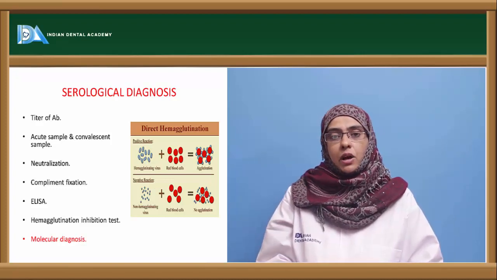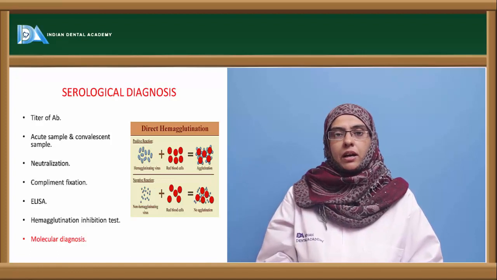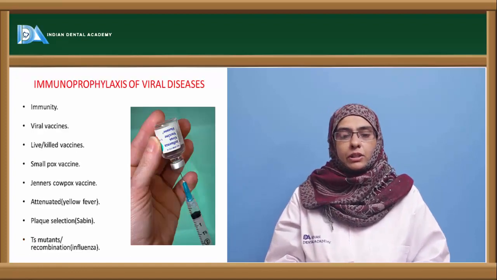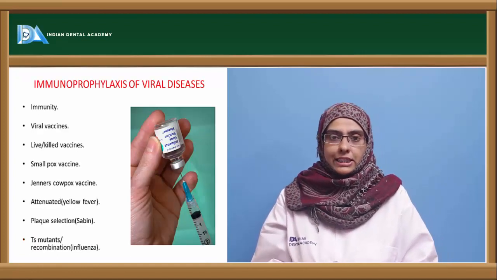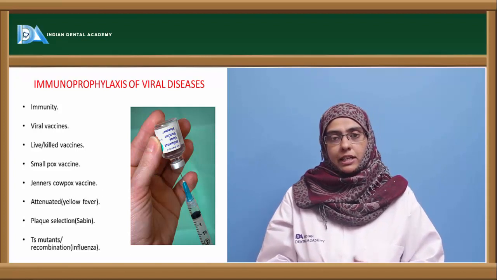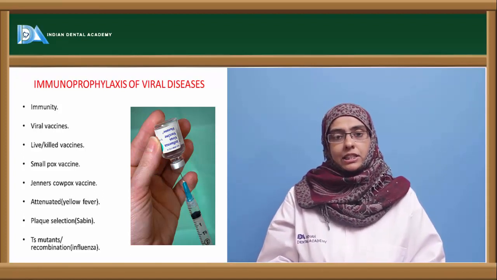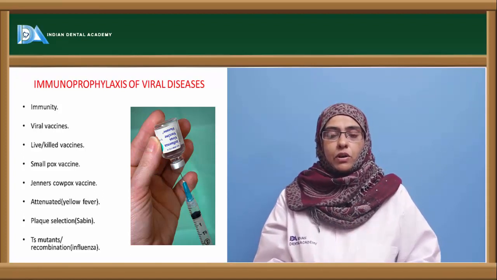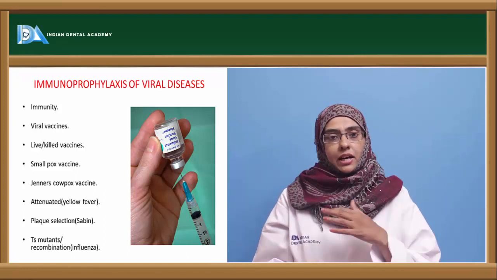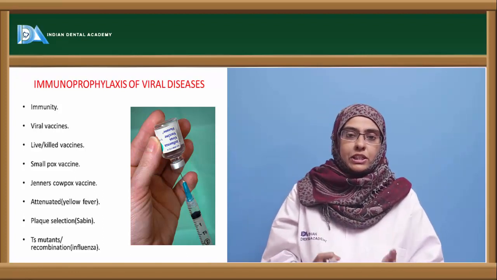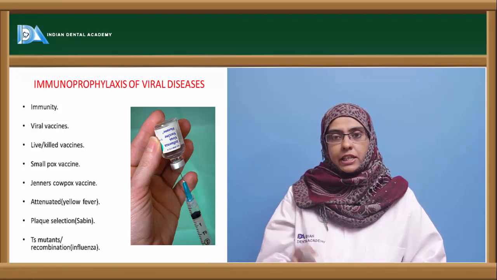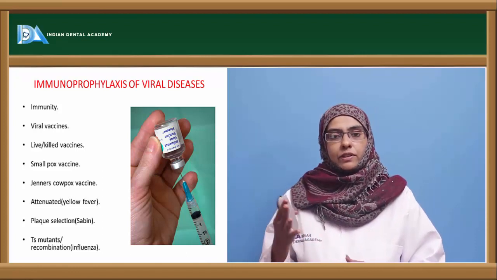They are nothing but the molecular diagnosis using PCR or the probes. Coming to the immunoprophylaxis of the viral diseases. Now, the most important characteristic feature of these viral diseases is that they usually give a prolonged and effective immune response after the initial attack. So, the immunity is the most important thing in the case of the prophylaxis of the viral infection.